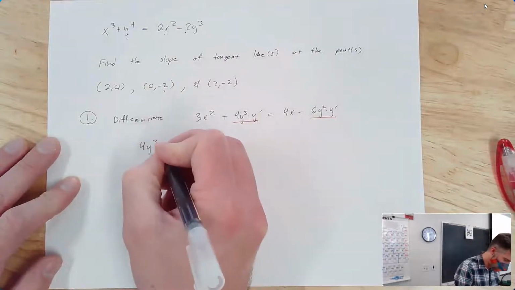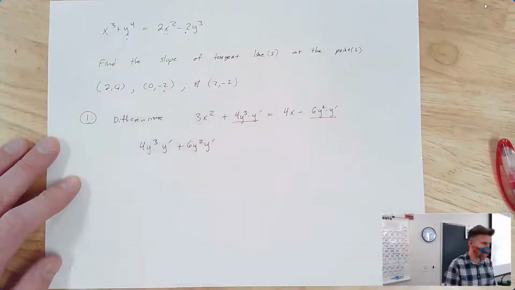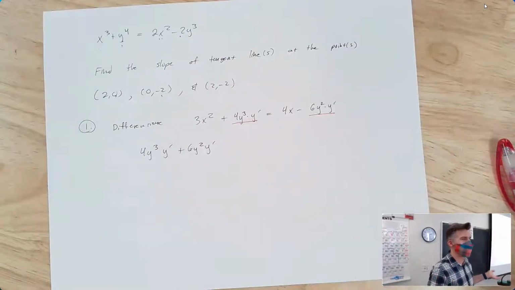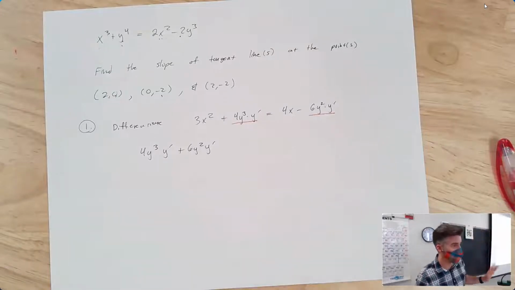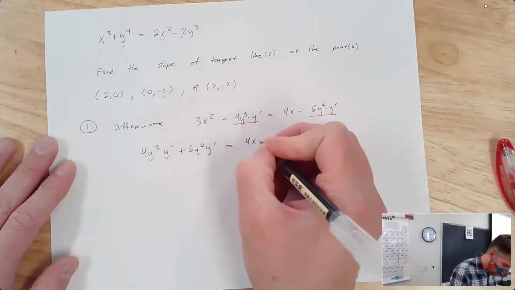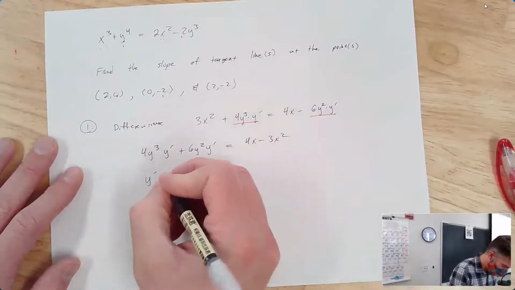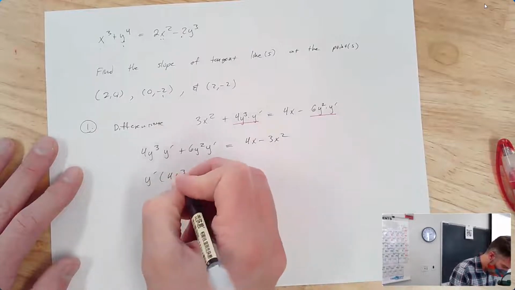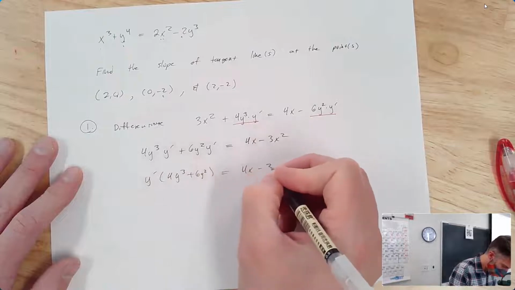We got 4y cubed times y prime plus 6y squared times y prime. Why did I pick the left this time? Because the left is the more normal choice usually, but really I'm usually picking the side where more things are positive. That's the way I'm deciding which side to pick. It doesn't actually matter, but I just think it looks nicer. On the right, we're going to have 4x minus 3x squared. So when I factor out a y prime, 4y cubed plus 6y squared equals 4x minus 3x squared.